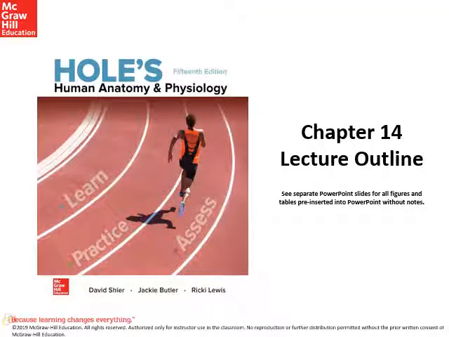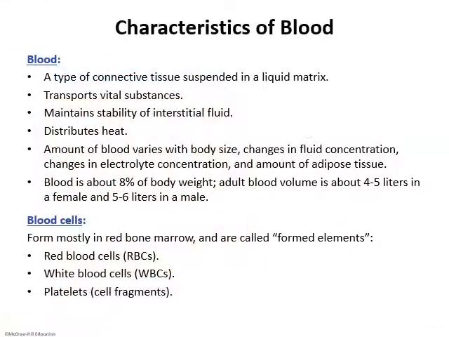Okay, so we are going to be talking about chapter 14, which is covering the blood. So the blood is a type of connective tissue. It is suspended in a liquid matrix.